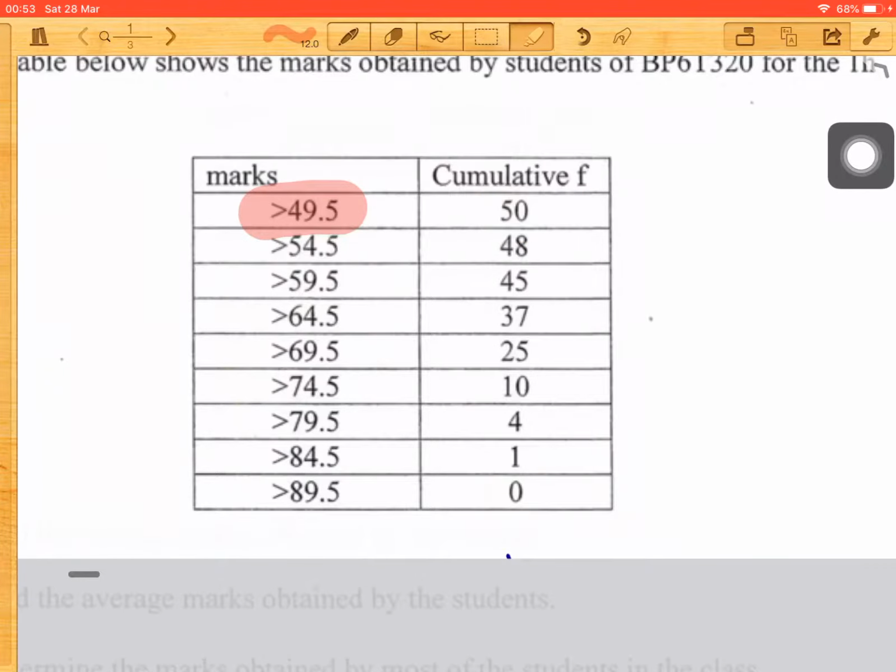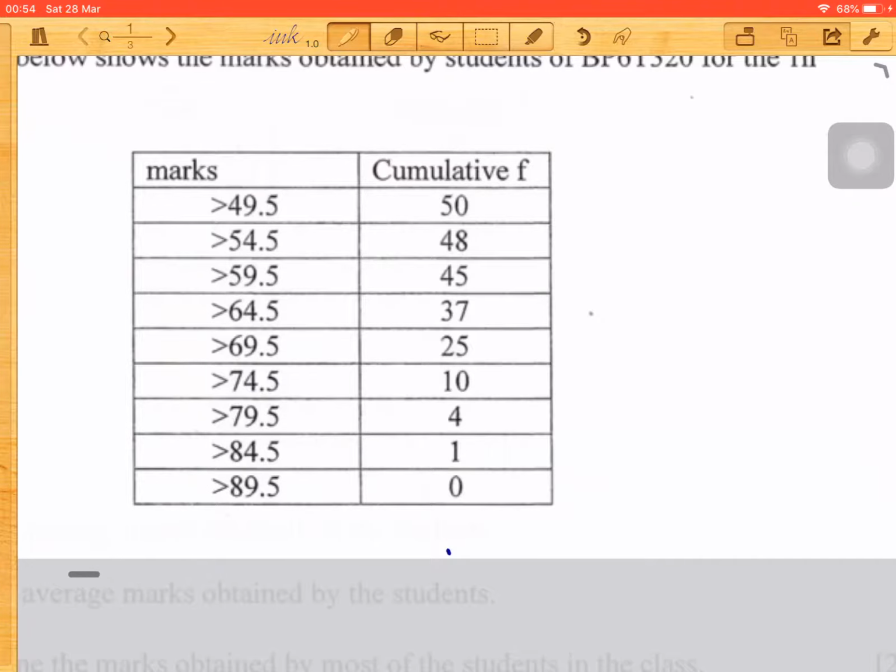So the best way I will explain this is you can imagine everyone in the class already gets more than 49.5, but not everyone gets more than say 74.5. What I'm trying to say is everyone gets above 49.5. Alright, but for the highest mark, there are 0 people. That's why it's decreasing in a way. So you have to actually minus back.